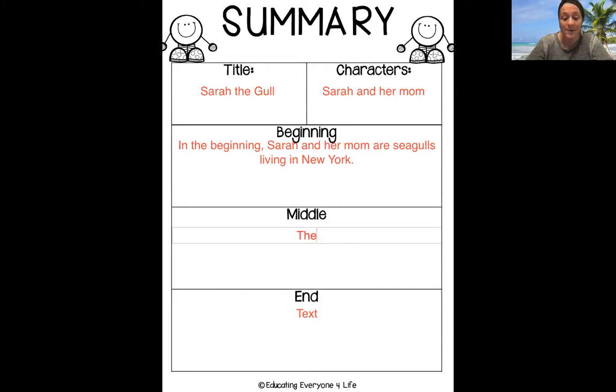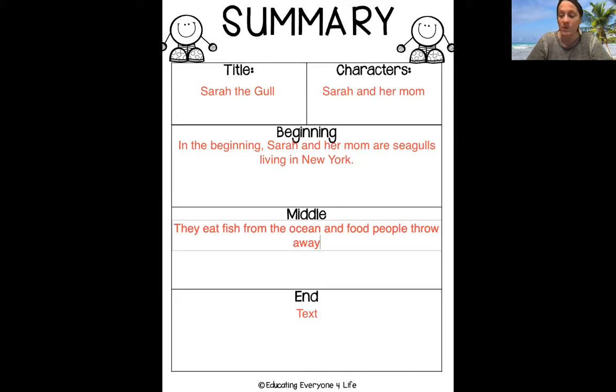Yeah, they eat fish from the ocean. Where else did they get their food? They eat fish from the ocean, and food people throw away. Good.